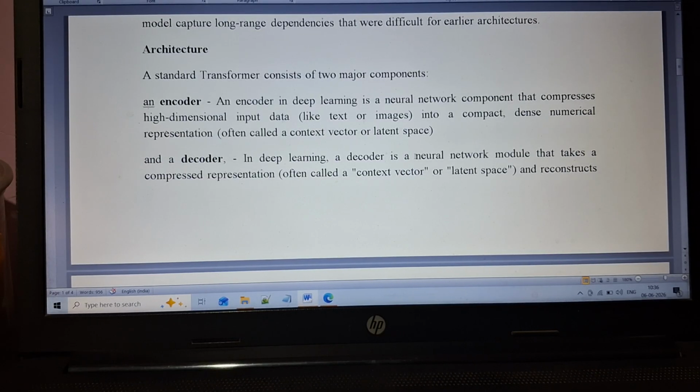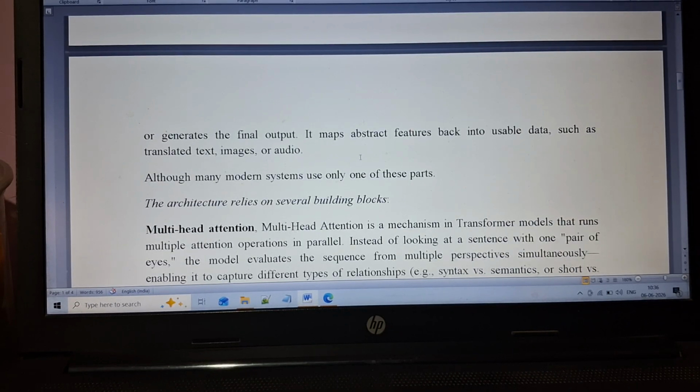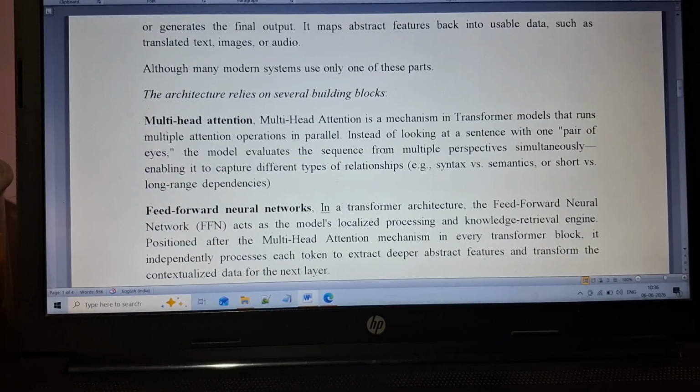Another is the decoder. In deep learning, a decoder is a neural network model that takes a compressed representation, often called a context vector or latent space, and reconstructs or generates the final output. It maps abstract features back into useful data such as translated text, images, and audio. Although many modern systems use only one of these parts, the architecture relies on several building blocks such as multi-head attention.